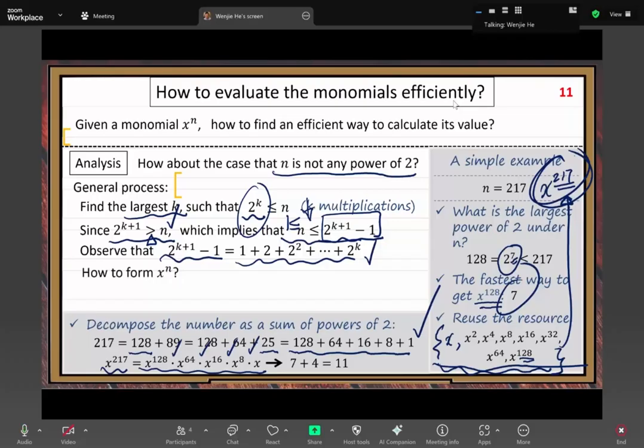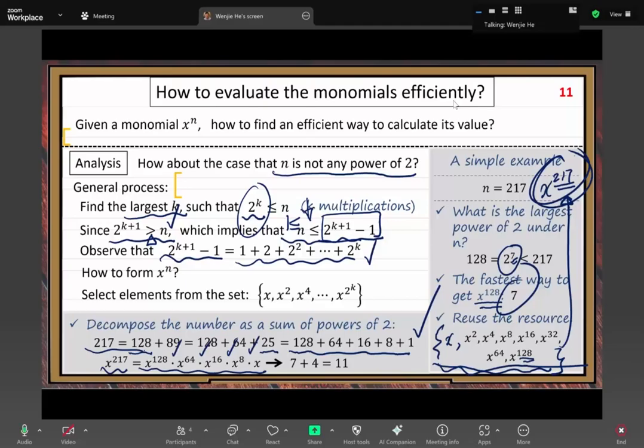How to form x to the n? Now, form: select elements from your resource pool. Select based on the decomposition. But this decomposition is closely related to the binary representation of n, right? Some of you could recognize what we are doing here.